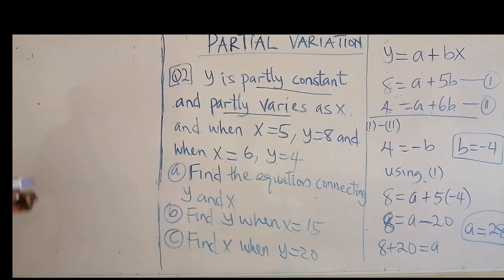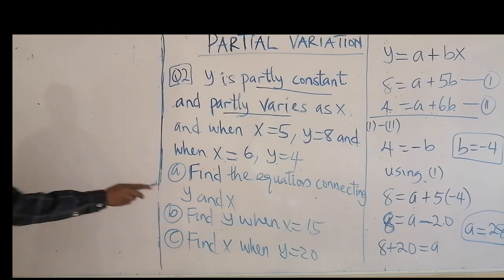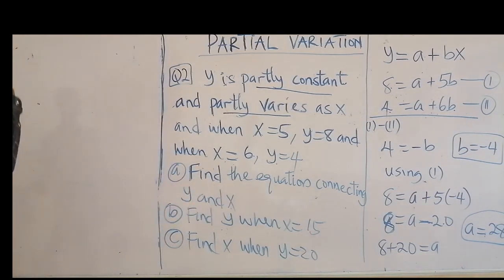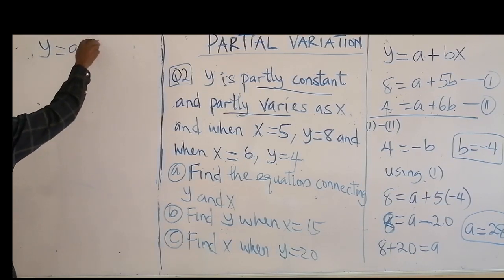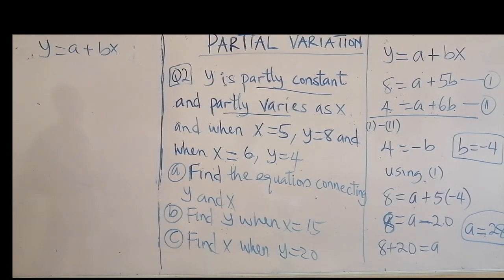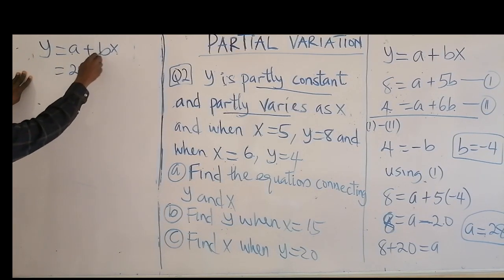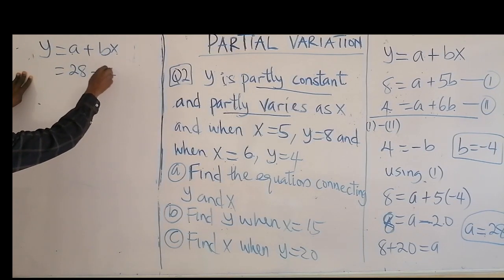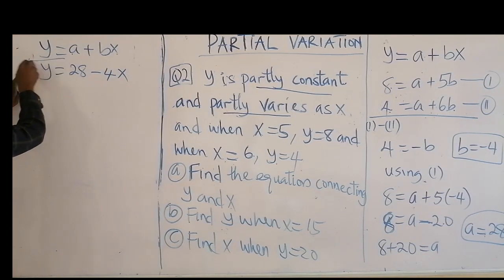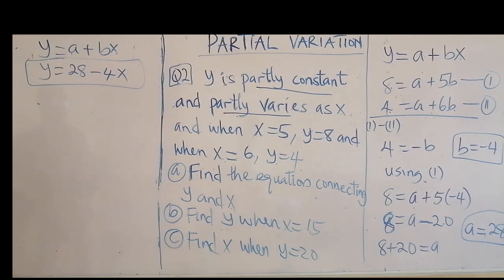Find the equation connecting y and x. Go back to your original equation, this is the original equation, and then plug in those constants. We have a as 28, and b as minus 4. So y equals 28 minus 4x. So that's the formula connecting y and x. Then that's the A part. The B part.